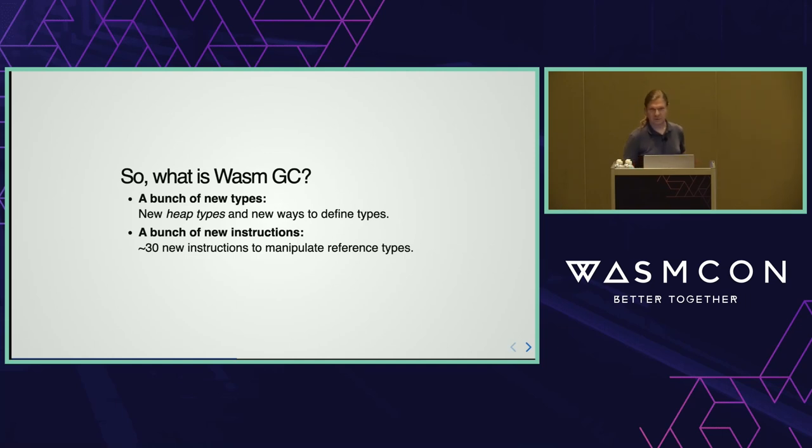So what is Wasm GC? Well, Wasm GC is a bunch of new types and a bunch of new instructions. We are adding new heap types, and there are about 30 new instructions that get added to the specification.